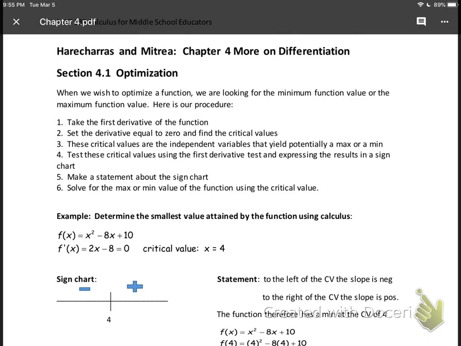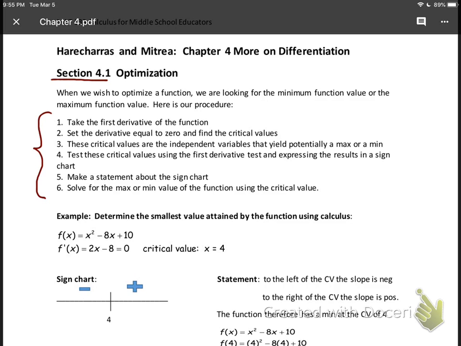Okay, in this video we're going to go over chapter 4 in our textbook, and it's entitled More on Differentiation. So the first thing I want to tell you is that this section 4.1 is a very important section in calculus because it's all about using calculus to optimize, so that's either to maximize the situation or to minimize the situation. So what I've done here is I've written down our steps.